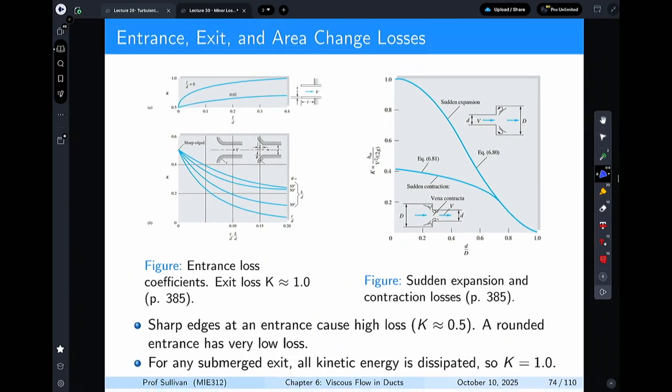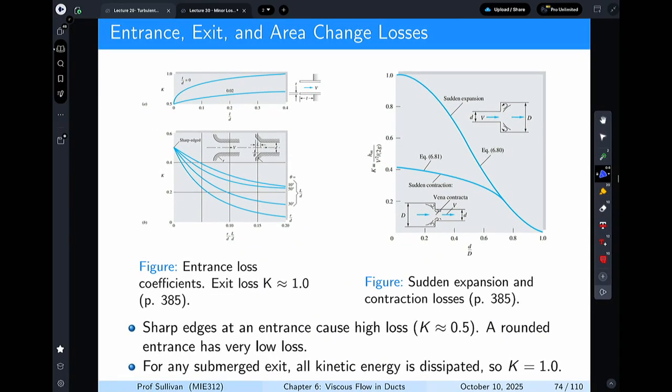I did threaten you with the effect of entrances and exits. So typically up to this point, we've had tanks and things that have flow through them, but we haven't considered what happens at the transition point between the tank and the pipe. And that's an entrance region. One thing to always keep in the back of your head is that the more smooth edged, the better your results are in terms of loss coefficients.